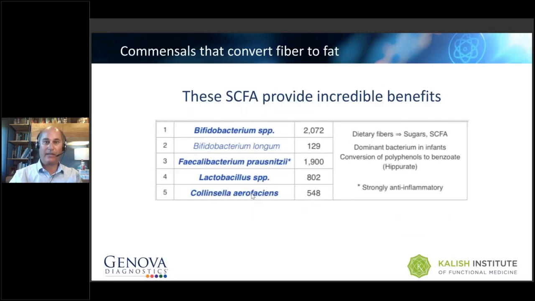So here are short chain fatty acid converters, right? The ones that convert fiber to fat. Bifidobacterium, Faecalibacterium prausnitzii is probably one of the most famous, especially these days, because Faecalibacterium prausnitzii shows up in the long COVID literature all over the place. This one's become really important since COVID hit. So you should be aware of Faecalibacterium prausnitzii. Lactobacillus, these are the ones that are converting fibers to sugars and short chain fatty acids. These are commensals. These are good bacteria converting fiber to fat.